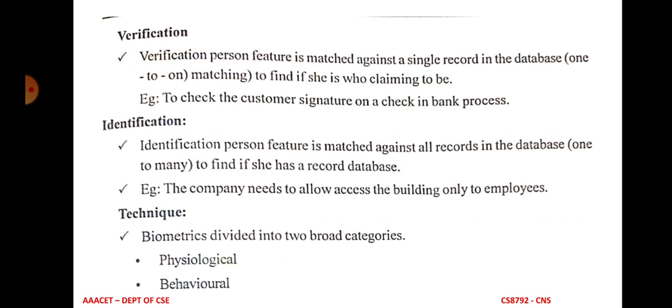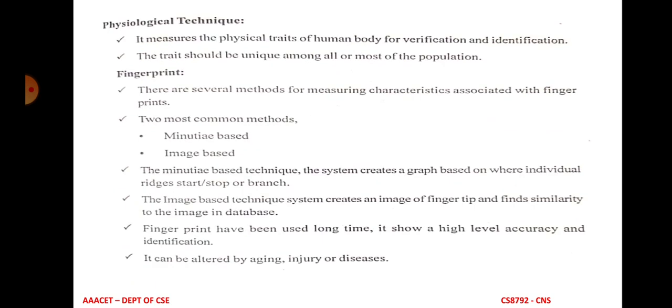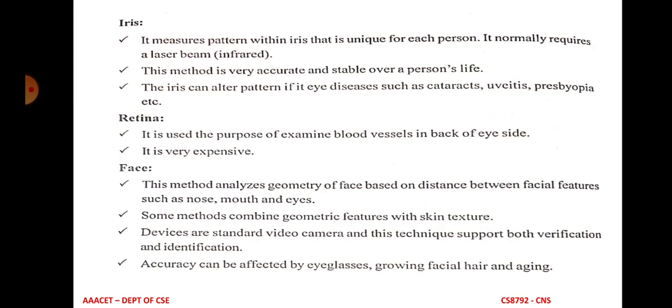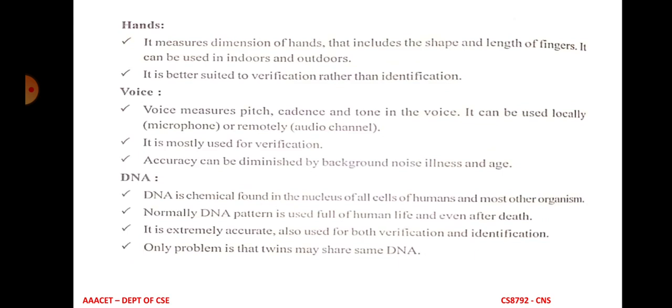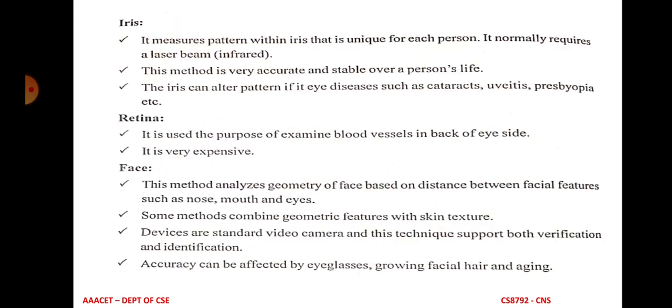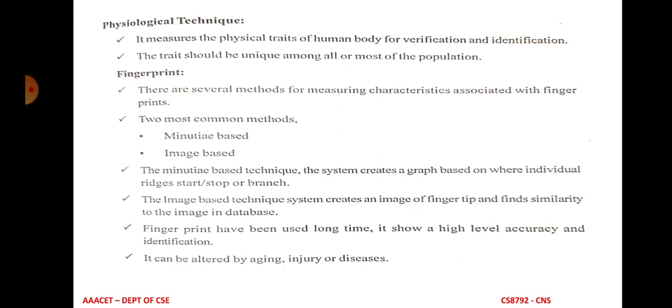So the biometric can have two types. One is physiological and the second one is behavioral. In the names you can clearly see that physiological means physical traits, but behavioral means their own attitude and behavior. So we will see what they are. Some of the physiological techniques are fingerprint, iris, retina and face. But behavioral techniques are signature, keystroke, hands, voice, DNA. So there are 5 methods in behavioral and 4 in physiological. We'll see one by one.